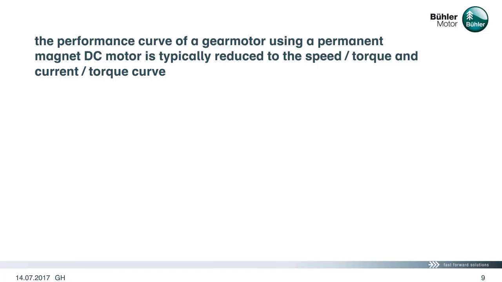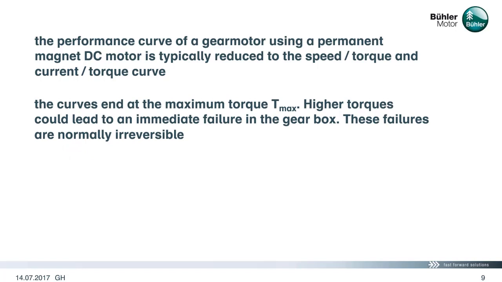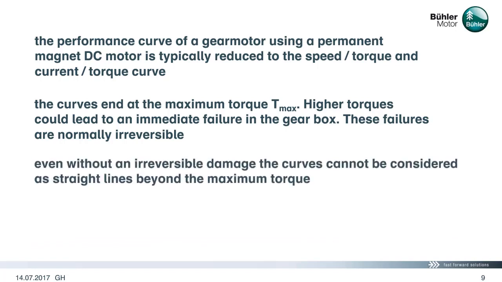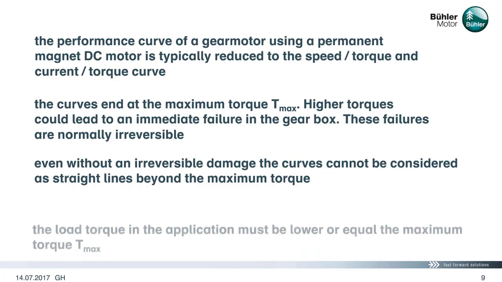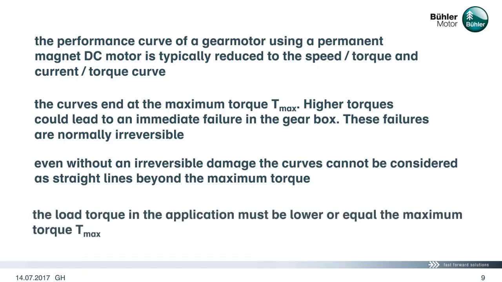The curves end at the maximum torque Tmax. Higher torques could lead to an immediate failure of the gearbox. These failures are normally irreversible. Even without an irreversible damage, the curves cannot be considered as straight lines beyond the maximum torque. Therefore, load torque in the application must be lower or equal than the maximum torque Tmax of the selected gear motor. Maximum values are specified in the datasheet of the gear motors.